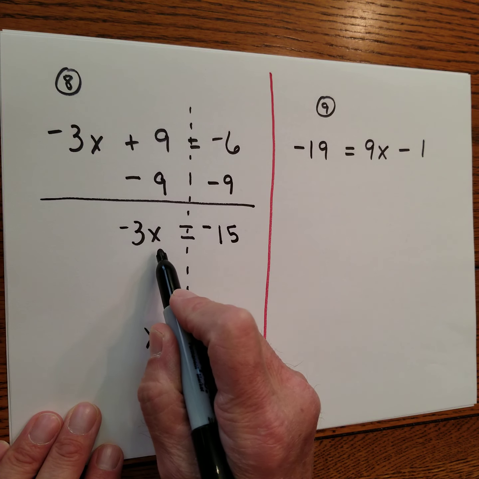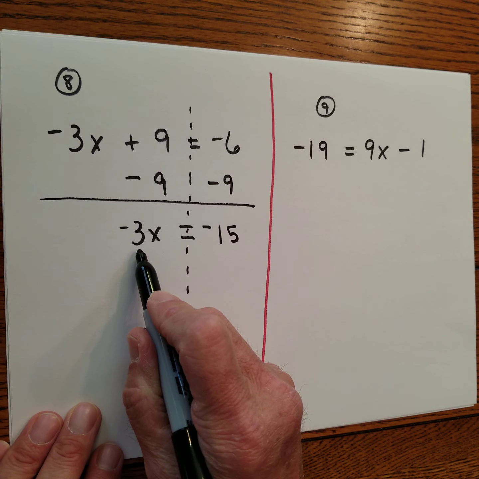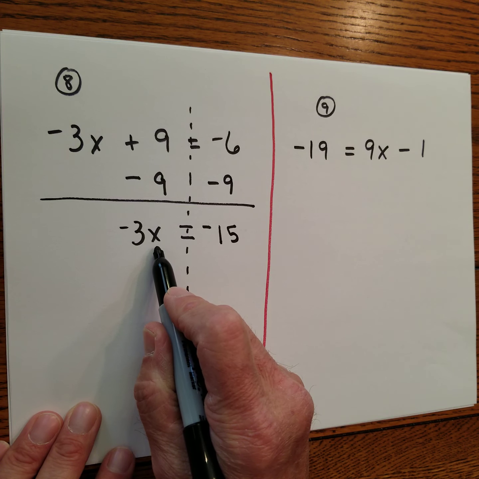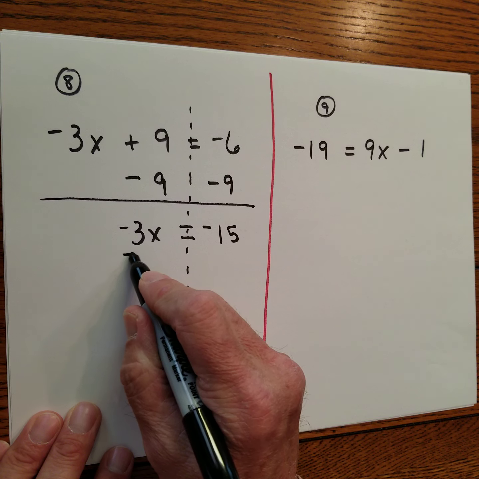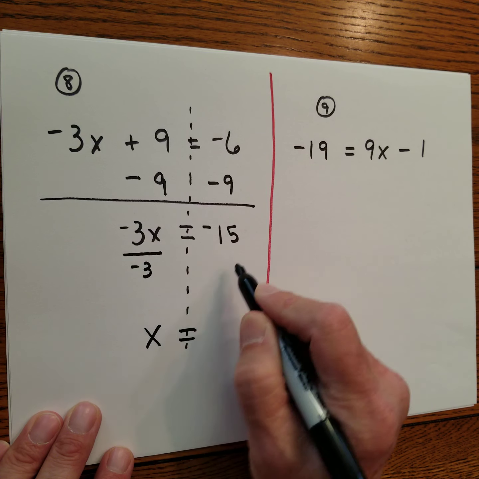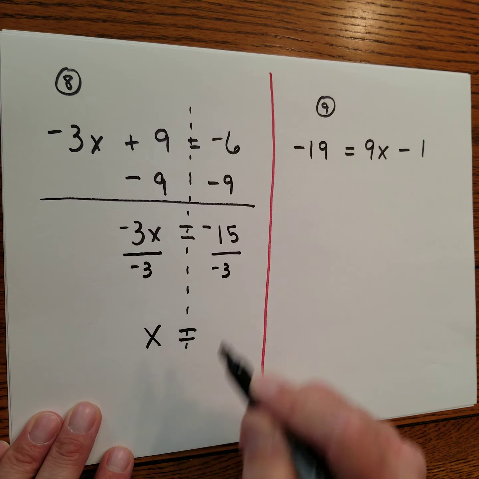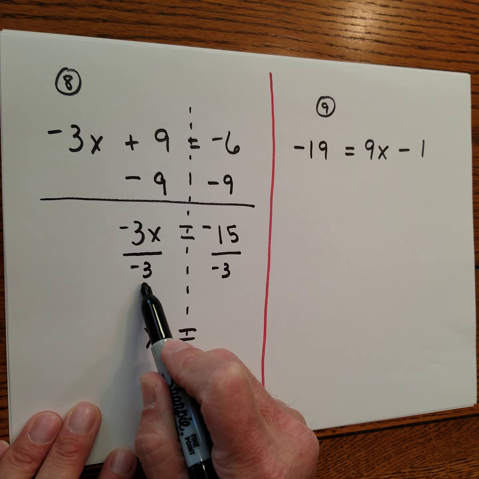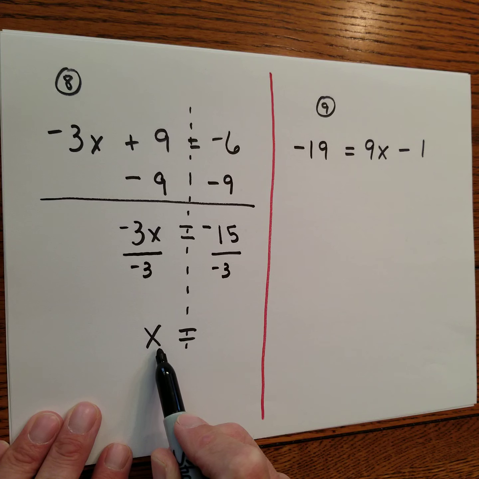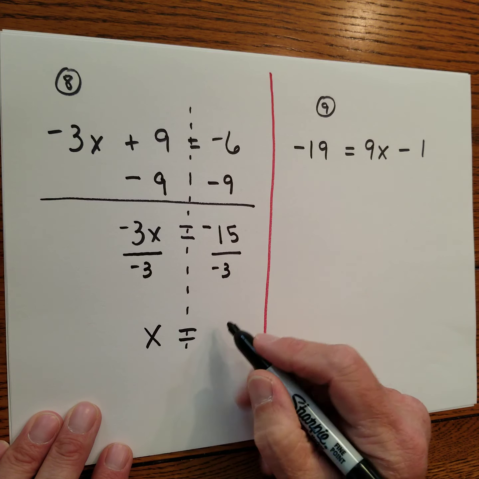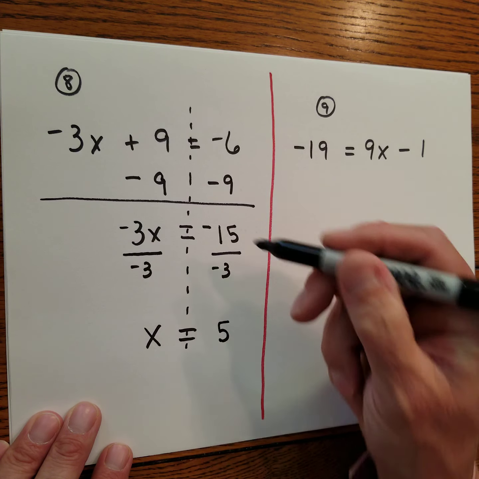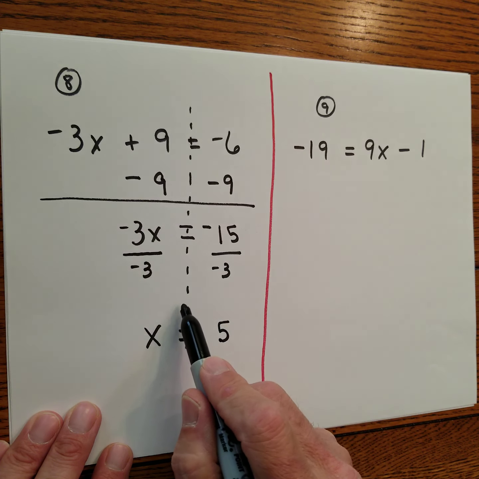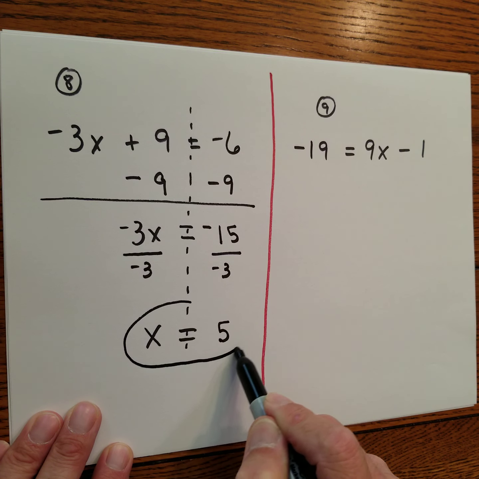Now to get x by itself, this negative 3 must leave. The negative 3 and the x are being multiplied. The inverse of multiplication is division. Divide both sides by negative 3. That way a number divided by itself is 1 times x. 15 divided by 3 is 5. And when I divide with two negatives, my answer is positive.